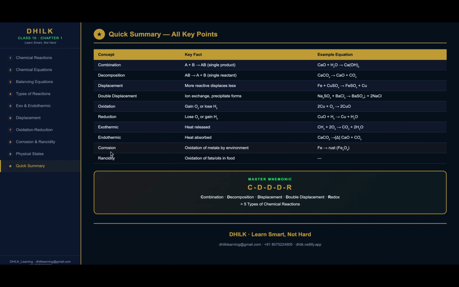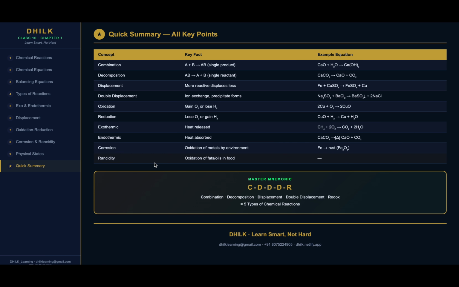Then the last two terms, corrosion and rancidity. What is corrosion? Corrosion is slow oxidation of metals by the environment, which causes damage to the metal. That process, that reaction, is known as corrosion. An example is rusting of iron, meaning a reddish brown color formed on the iron due to interaction with moisture when we keep it in humid places.